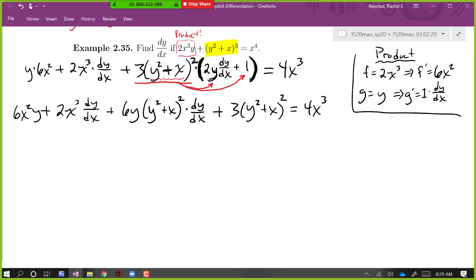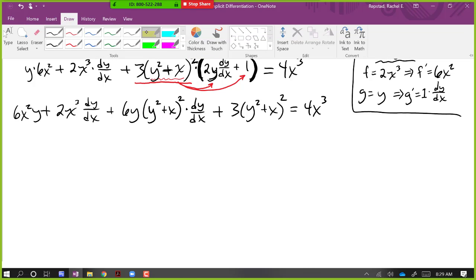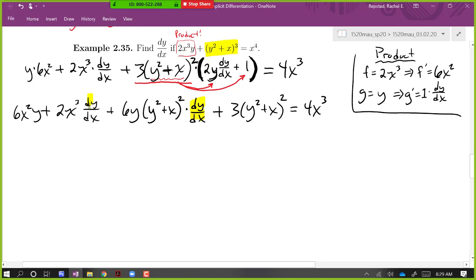Questions on how we executed that part? And so now, I mean, this is progress. It looks uglier as an equation, but this is progress. I could tell it's progress because now the only places where dy/dx shows up are not trapped inside a set of parentheses. I've got a dy/dx here and here.